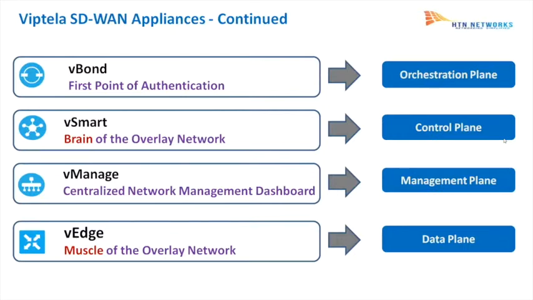vManage is a centralized management dashboard where you can monitor and troubleshoot your network. vEdge is the muscle of the overlay network, and the reason I'm calling it the muscle is because it carries all the application and user data. So this is a device which works at the data plane, vManage works at the management plane, vSmart works at the control plane, and vBond works at the orchestration plane.